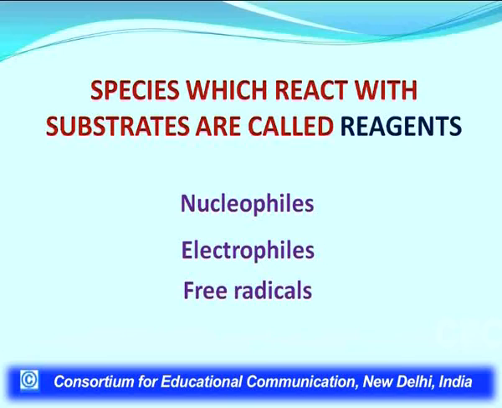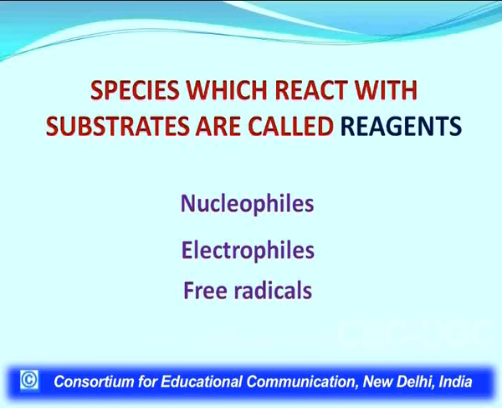Nucleophiles are such species which are positive charge center loving, meaning they have an excess of electrons with them. They might have a lone pair of electrons, or it might be a pair of electrons with a negative charge.